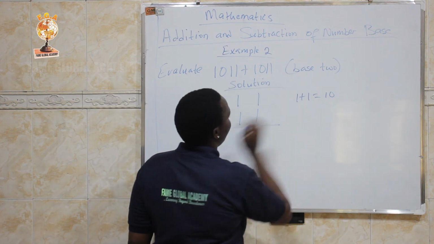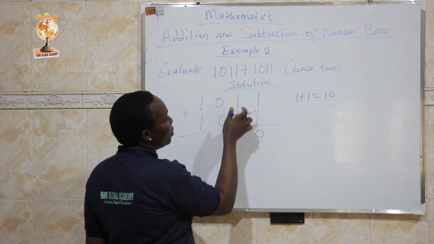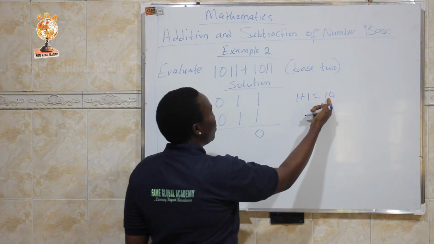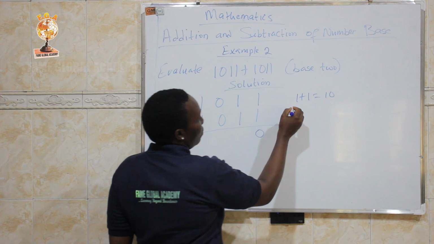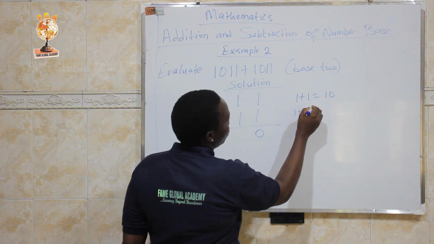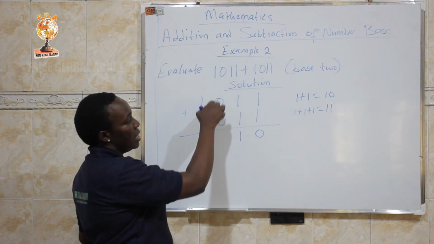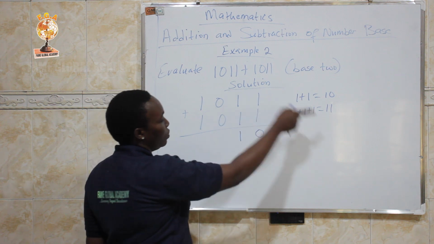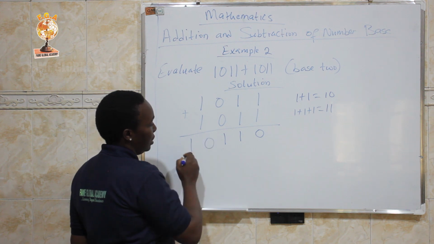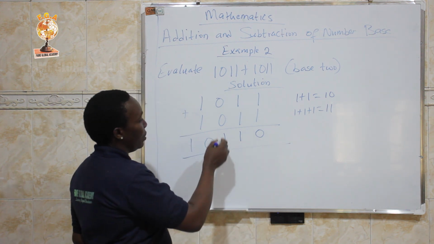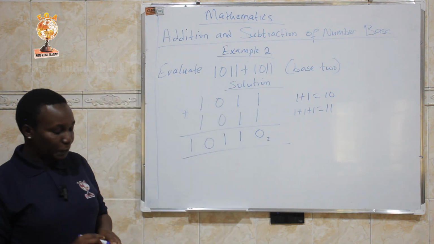So if you have 10, what will you write here? You write 0, carry what? 1. Now you come here, 1 plus 1 again is another 10. Plus the one you carry from here will give you 11. So that's 1 plus 1 plus 1. The answer is what? 11. You write 1, carry 1 to this other side. This 0 plus 0, 0 plus the one you carry, you have 1. Then this last one, 1 plus 1 is what? 10. So our answer is 10110 base 2.